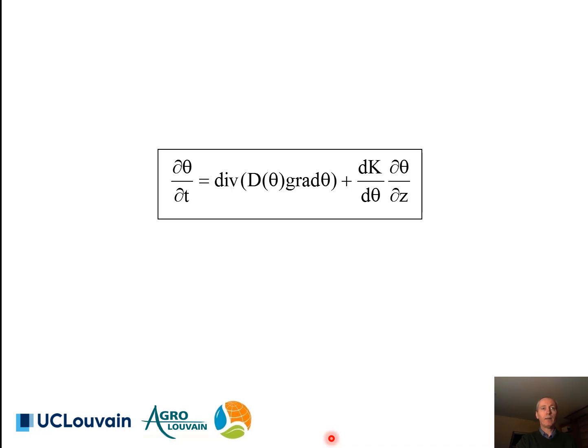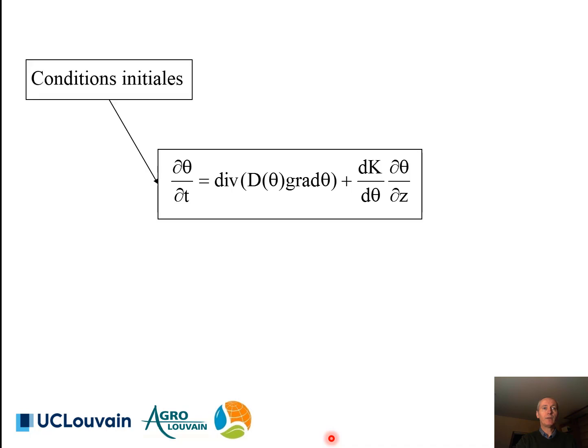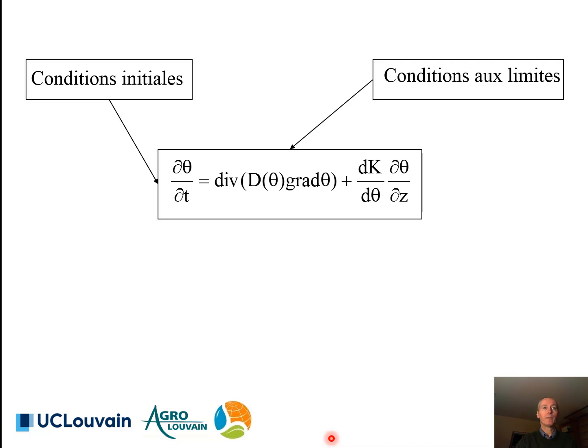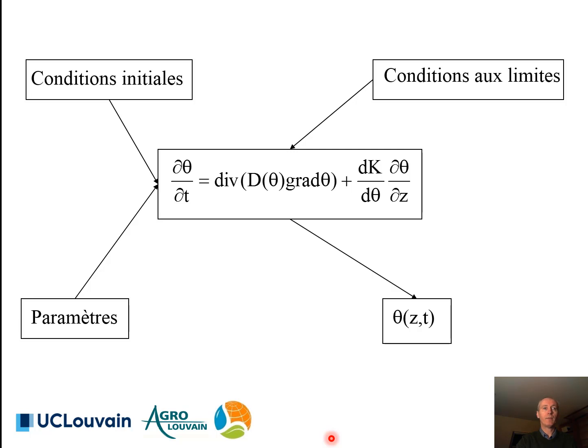For integrating in time, we need to define the initial conditions. For integrating in space, we need to define the spatial boundary conditions. If all this is defined, as well as the soil hydraulic parameters D and K in this case, we can obtain explicit expressions of theta as a function of space and time.